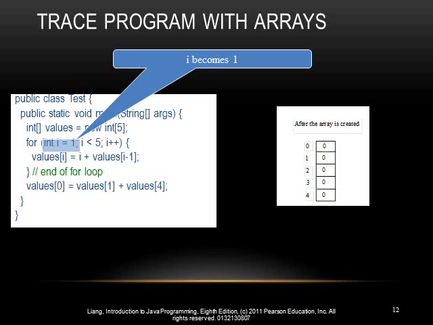Well, the loop sets the value of the current element indexed by I to the sum of I and the value of the previous element indexed I minus 1. And since I starts at 1, the value of values indexed 1 will be 0 plus 1 or 1.